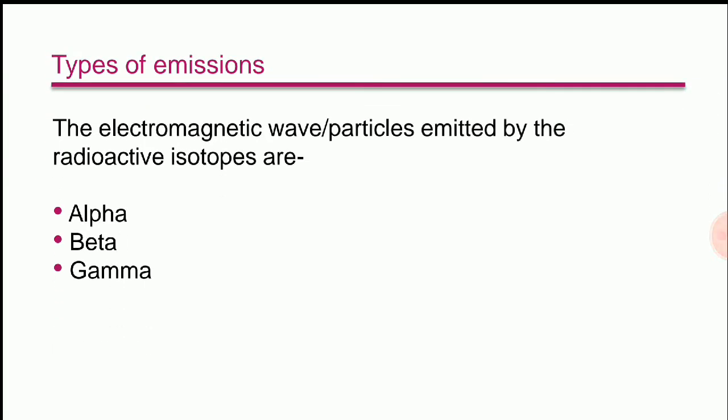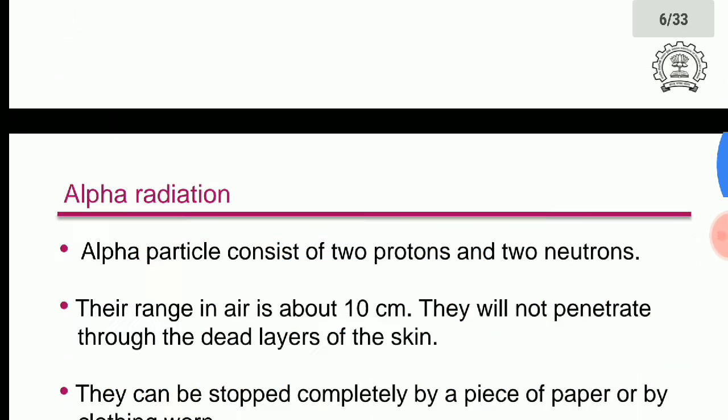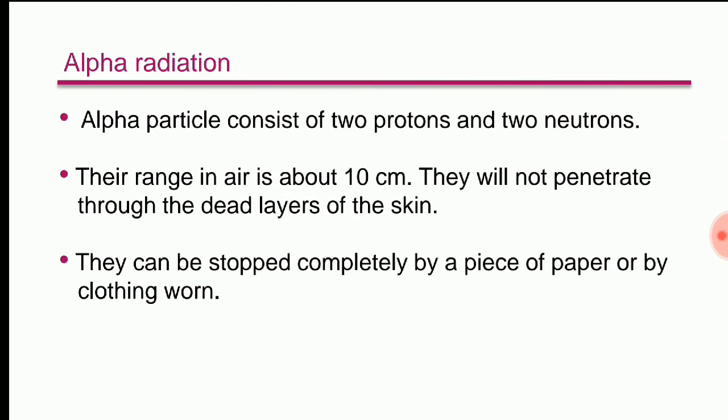Types of emissions. The radiation emitted by the radioactive isotopes are alpha, beta, gamma. You know very well. Alpha radiation: alpha particles consist of two protons and two neutrons. Their range in air is about 10 centimeters. They will not penetrate through the dead layer of the skin. They can be stopped completely by a piece of paper or by clothing worn.